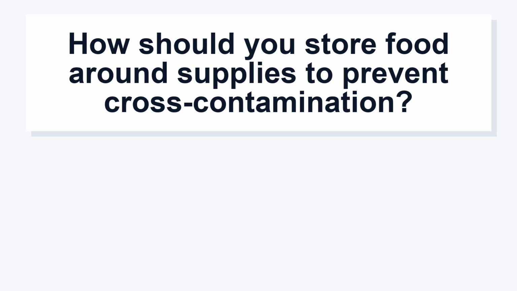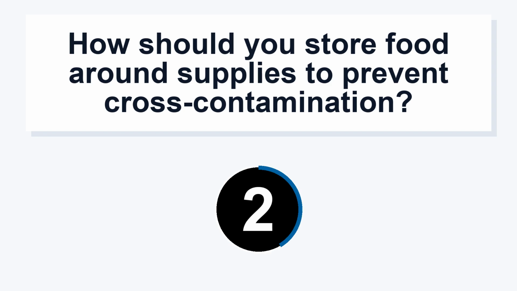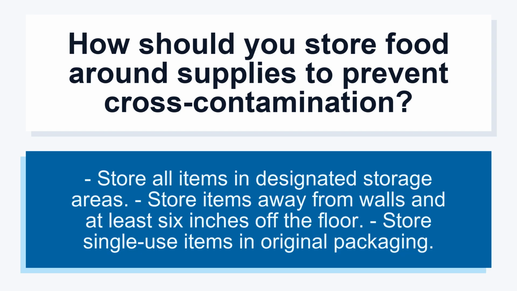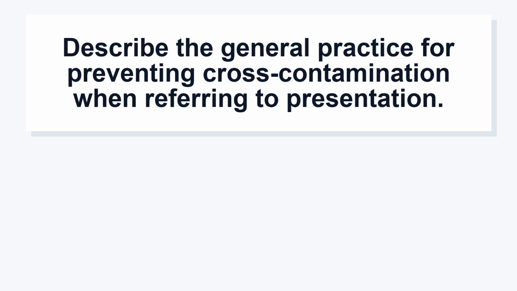How should you store food around supplies to prevent cross-contamination? Store all items in designated storage areas. Store items away from walls and at least 6 inches off the floor. Store single-use items in original packaging. Describe the general practice for preventing cross-contamination when referring to presentation.